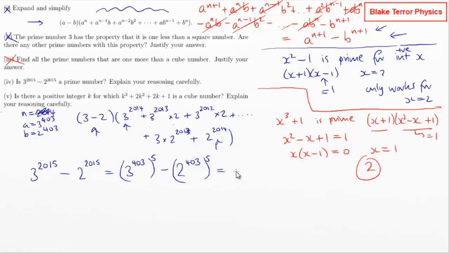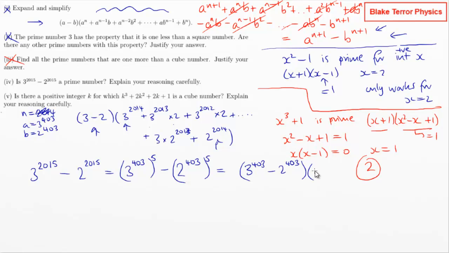So this is what we're doing this time. So we're saying we've got, well, let's get this right. So we're doing a minus b, so 3^403 minus 2^403. So that's certainly not equal to 1. And then we're going to be multiplying by a^n.